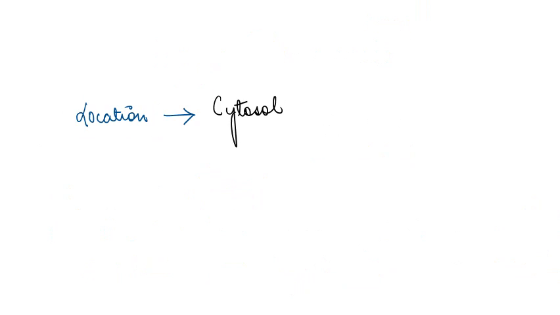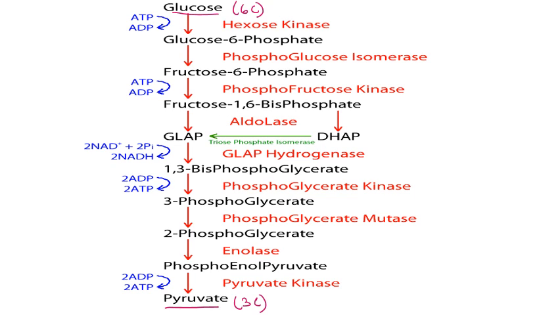The location of glycolysis is the cytosol, right? And glycolysis is basically an aerobic process, but it can take place in anaerobic conditions also, right? So this is the location of glycolysis, and this is the process of glycolysis.